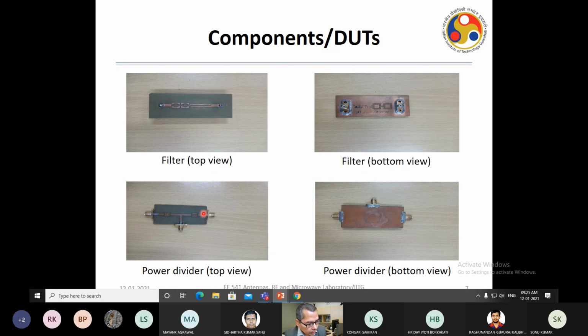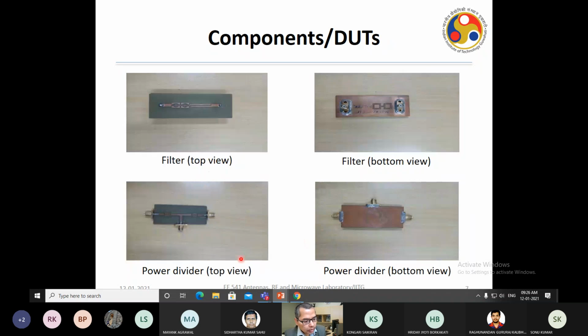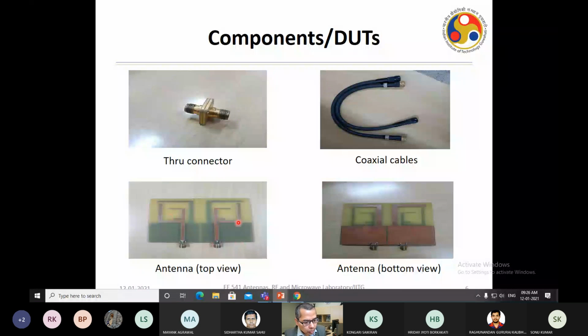This is another filter and power divider designed by the first PhD student. He used metamaterial based structures. These are metamaterial based structures. Look at the filter, look at the antenna: how many ports are there? You just have one port. But see, this is an antenna array, so that's why you have two ports here.